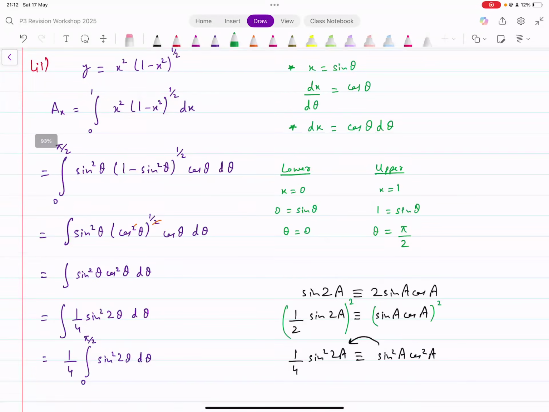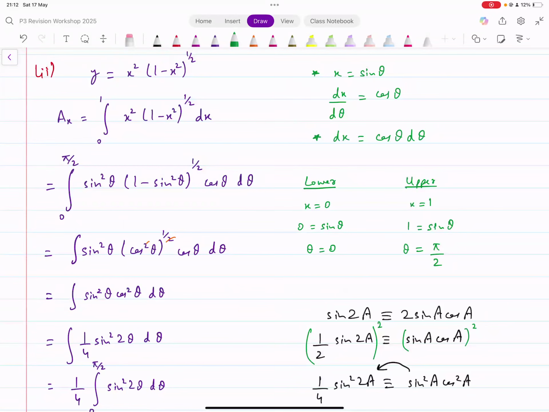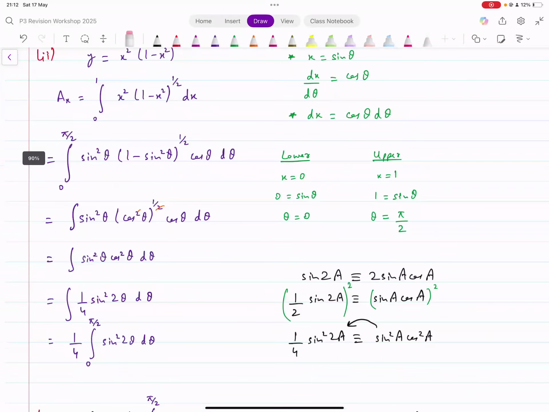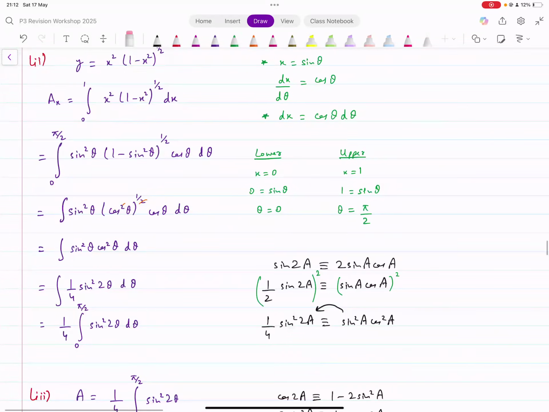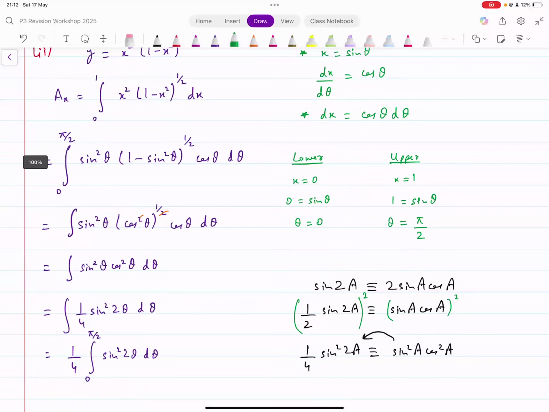Now, how do you use the substitution? You find the derivative of this first of all, and then write it like this: dx equals cos theta d theta. Replace dx with cos theta d theta and x with sine theta, and then just simplify that. You'll need some simplification until you get something like this.